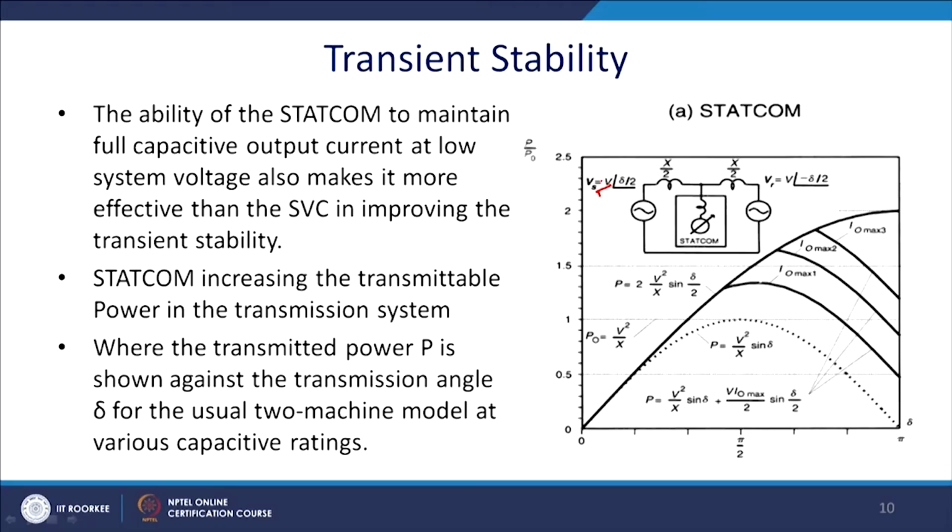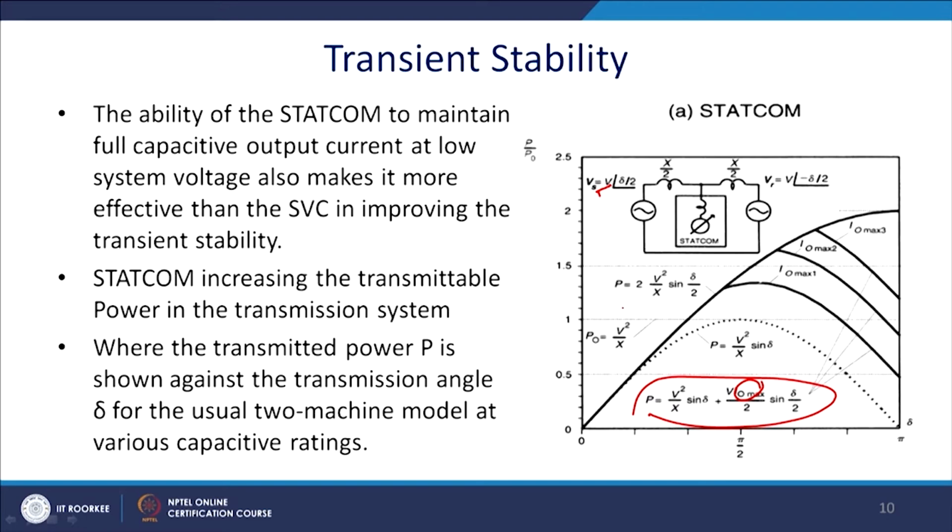Now, let us come to transient stability. We will consider the two machine model where you have put a shunt compensator at the midpoint. So, we have the angle delta by 2 and this is the curve. Previously your curve was basically V square by X sin delta. Now, with the shunt compensation we have derived that this changes to V square by X sin delta plus V into I0 by 2 max into sin delta by 2. So, by changing the value of the current you can have a different curve.